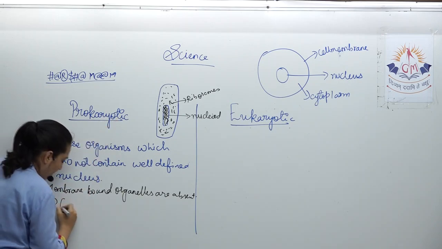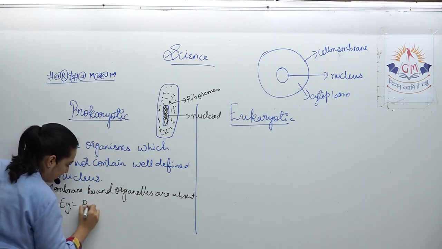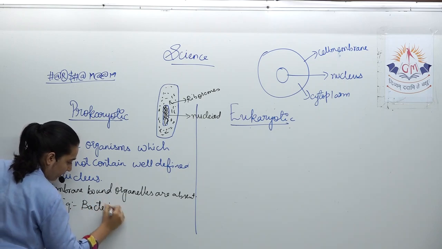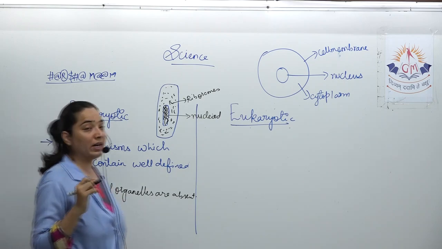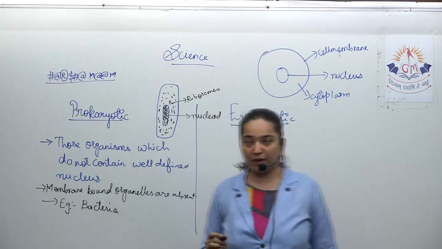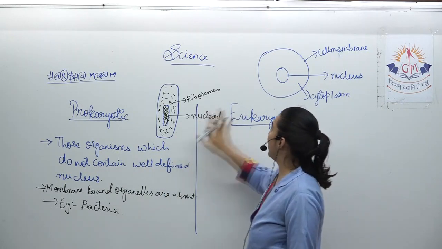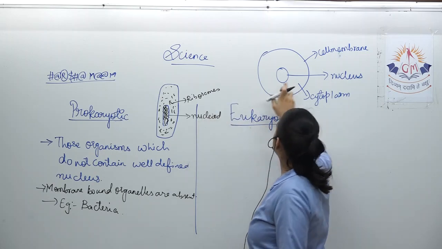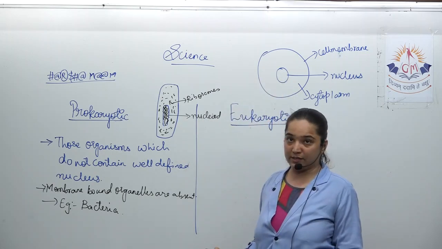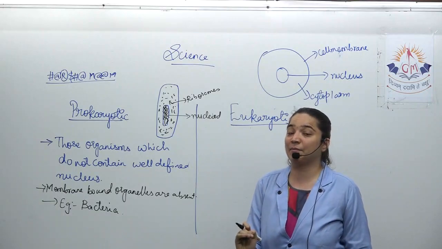Next example of it is all the types of bacteria. Bacteria is the only thing that is a prokaryotic one. Otherwise, all are eukaryotic. So, what is the difference between this and this? You can see over here: here there is a nucleus and here there is no nucleus. But both of them contain DNA material.